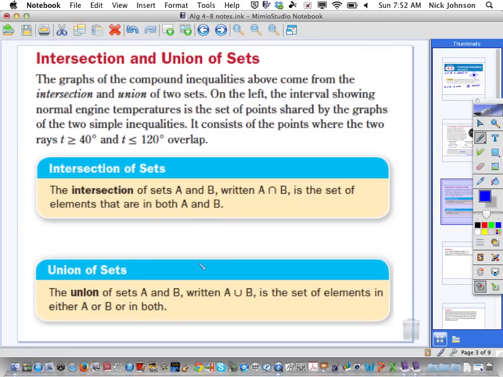Intersection and union of sets. We kind of just talked about that. I want you to mark these. These should be in your notes. This should be written down. A intersect B, upside down U, is a set of elements that are in both A and B. They have something in common. Union of sets is what I said. It's like a marriage. Everything merges together. We're taking everything that is in those sets.